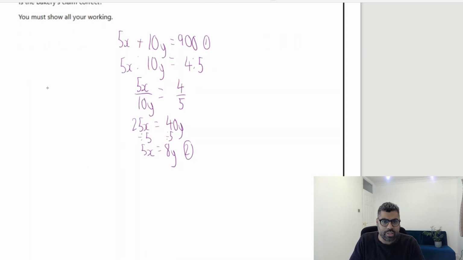So let's take our equation 1, which we have is 5x plus 10y equals 900. We can simplify this further by dividing everything by 5. That's going to give us x plus 2y equals 180. Let's move the 2y over to the other side. Gives us x equals 180 minus 2y.